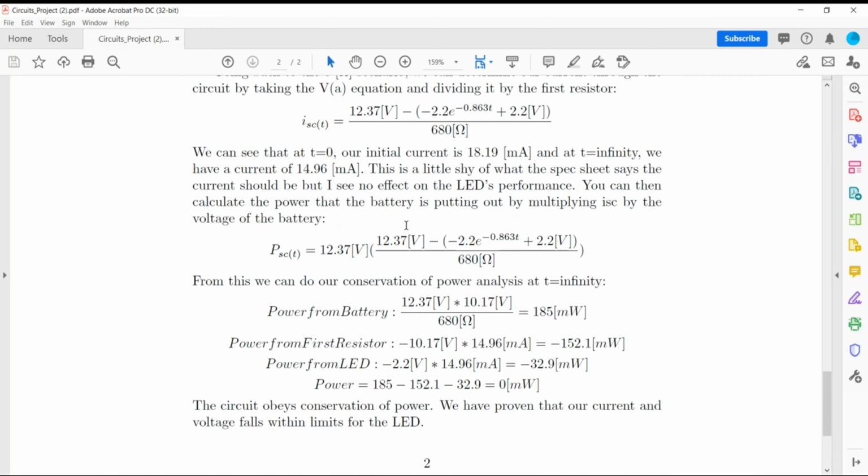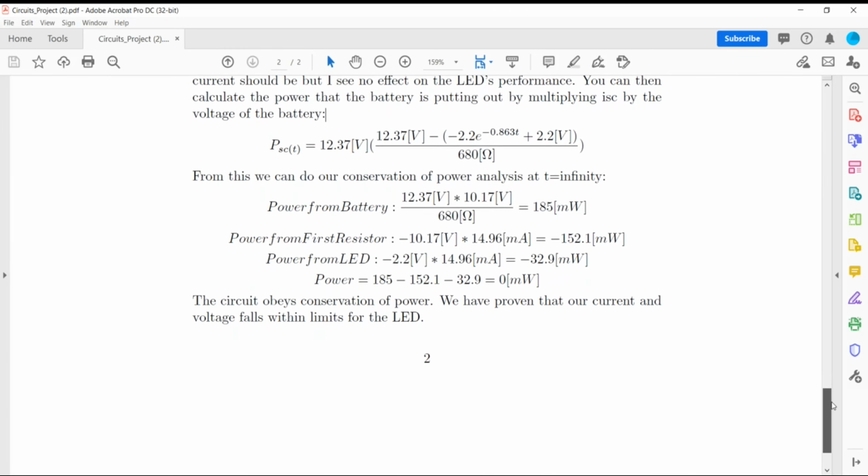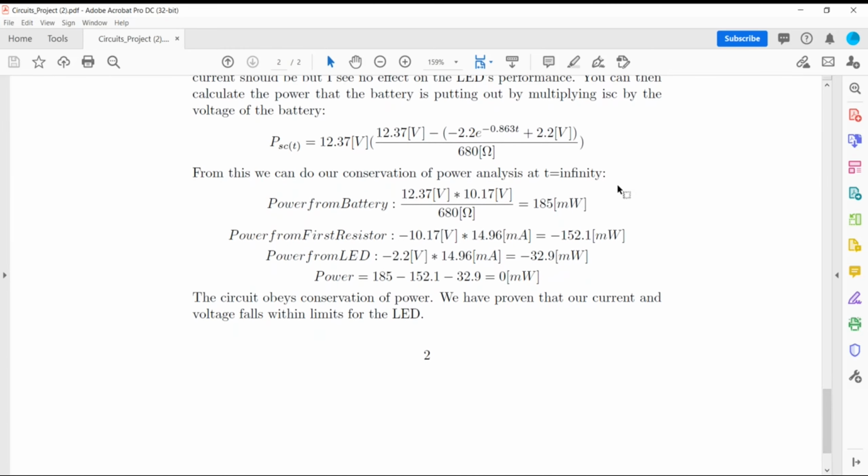We will verify our results by using the conservation of power. P is equal to IV, so what I did was I took the volts supplied by the battery and multiplied it by the I equation that we have gotten above. We will do this as t is equal to infinity. We can do this for any t value and should get the same end result that power is conserved. So you can see as you sum these together, you get 0 milliwatts, aka there's a conservation of power.